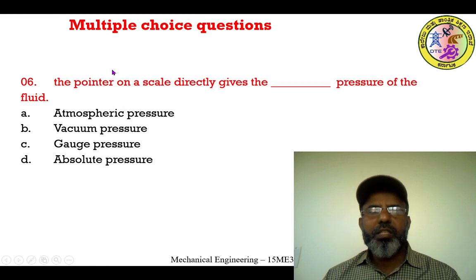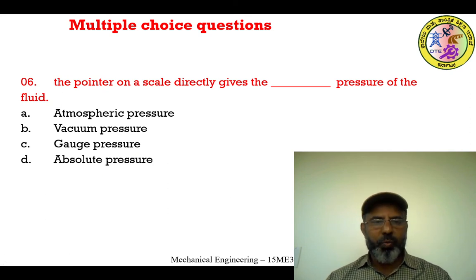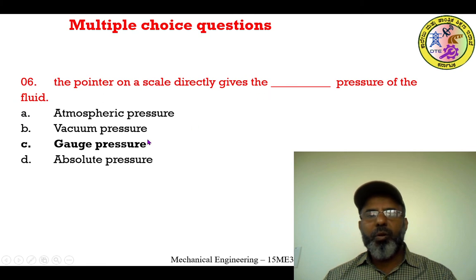Then the next thing you should remember, in case of a Bourdon tube pressure gauge, the pointer on a scale directly gives the dash pressure of the fluid. Your time starts now. Answer A, atmospheric pressure, B, vacuum pressure, C, gauge pressure, D, absolute pressure. The correct answer should be, yes, the Bourdon tube gives the gauge pressure.